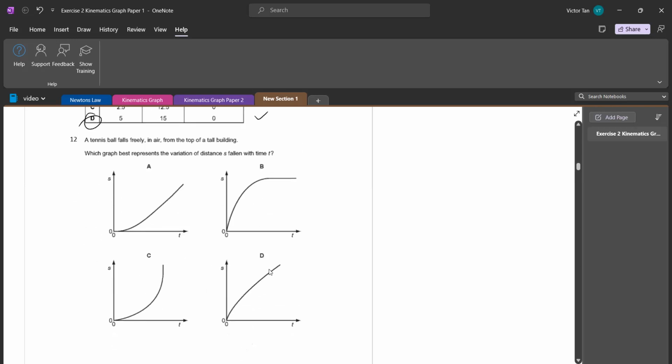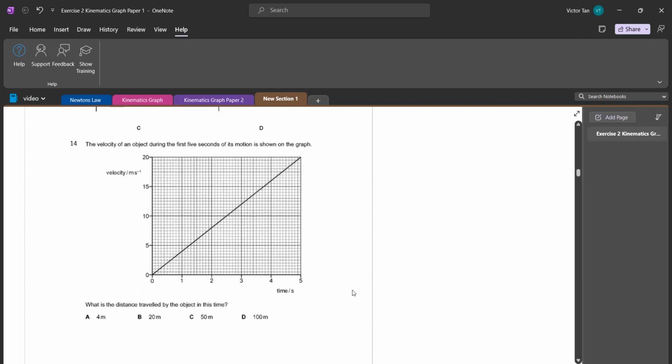A tennis ball falls freely in air from the top of a tall building. Which graph best represents the variation of distance s fallen with time t? Again, terminal velocity gives a straight line. Increasing gradient followed by a straight line is A.